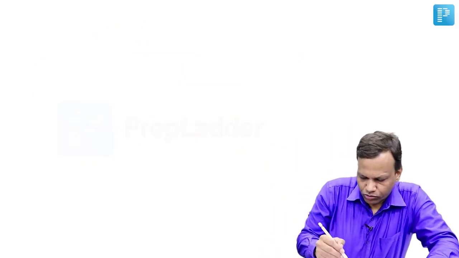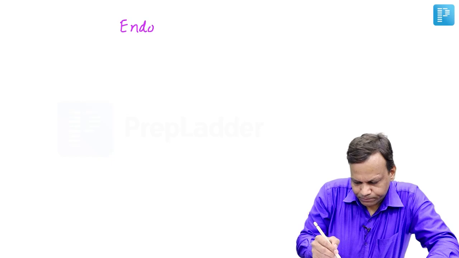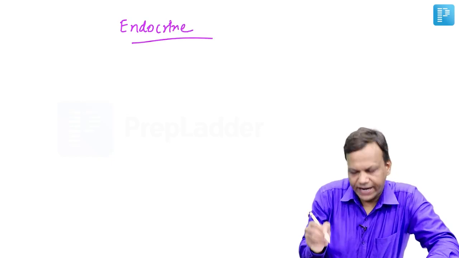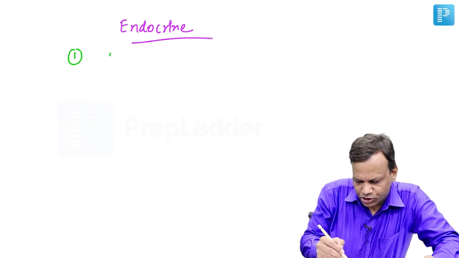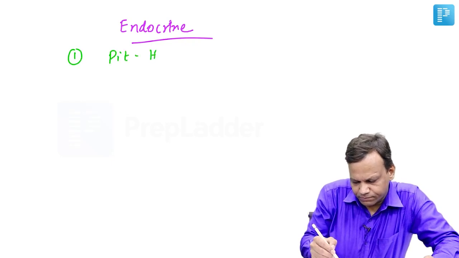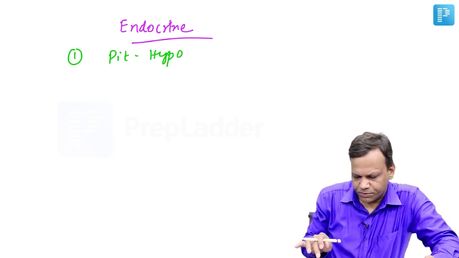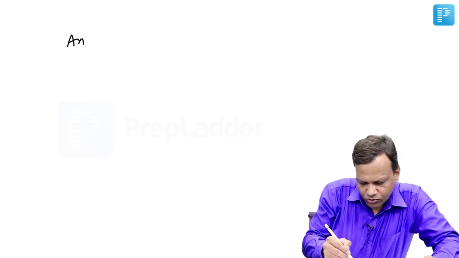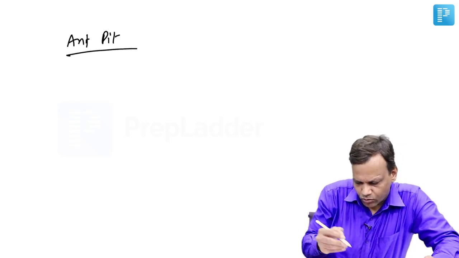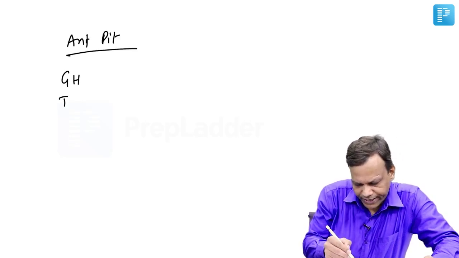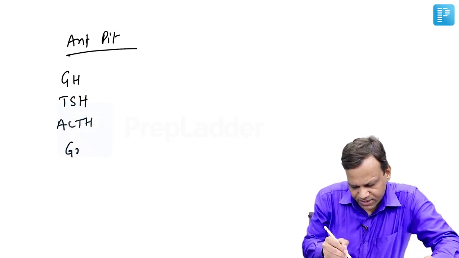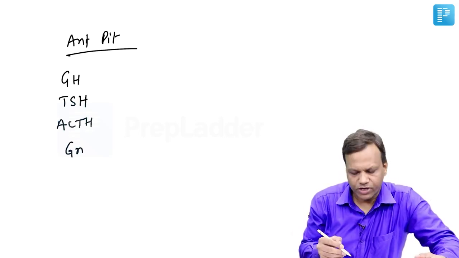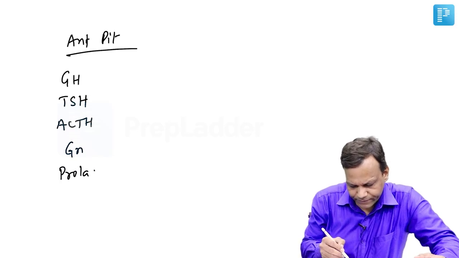The next topic we are going to cover is endocrine system. This consists of glands which secrete hormones. The first gland we are going to cover is pituitary hypothalamic system. Now, anterior pituitary secretes several hormones. These include growth hormone, thyroid stimulating hormone, adrenocorticotropic hormone, gonadotropins like luteinizing hormone, follicle stimulating hormone, and prolactin.